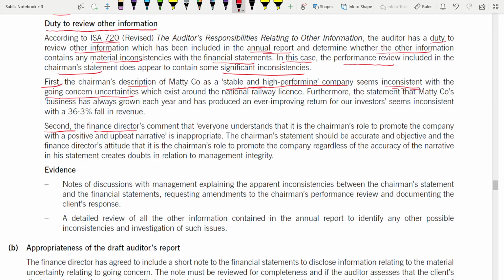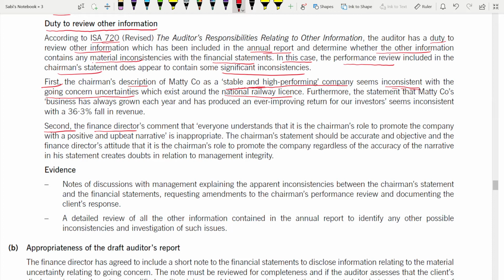Which revolves around what? The national railway license. So make sure that you write it also, going concern for the national railway license, because most of your revenues rely on this, and if this license is not there, you'll be a loss making entity.